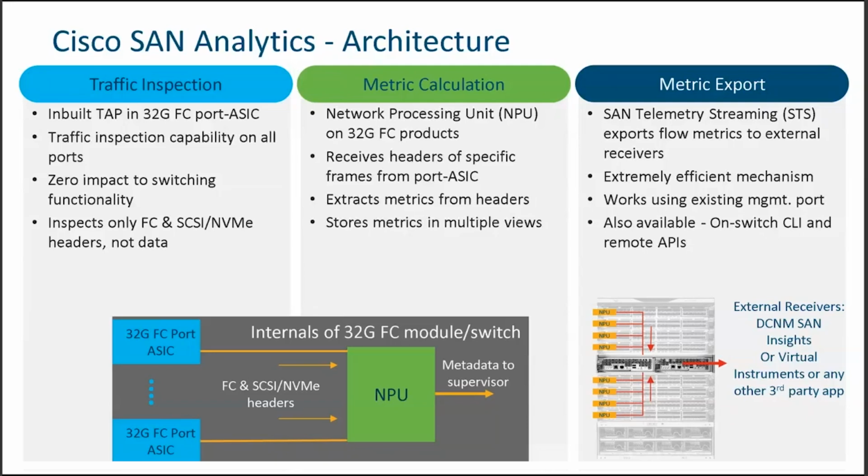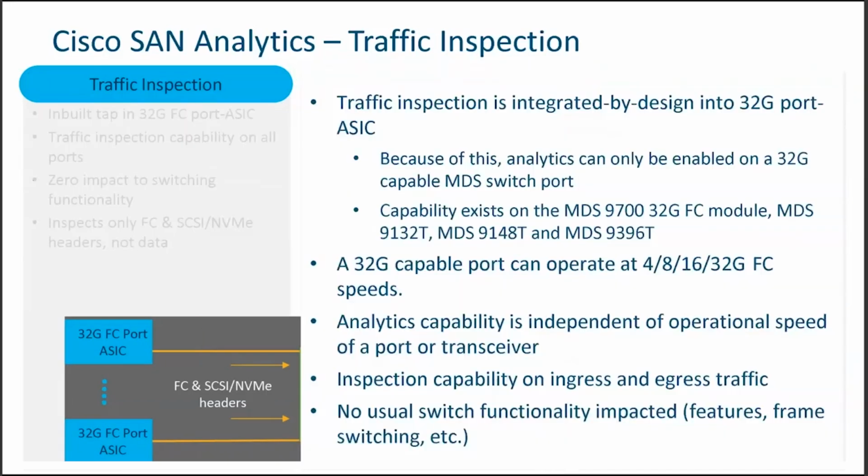To an external receiver for doing some kind of magic. Okay, so quickly, basically, it's all available on the 32 gig products. It's not dependent on the operational speed of the port, and it's not dependent on the transceiver that you have on the port. So you can enable SAN analytics on a 4 gig port and use an 8 gig transceiver. All these things are possible, right? And why? Because it's an ASIC capability. It's an NPU capability. It's not really dependent on the transceiver.